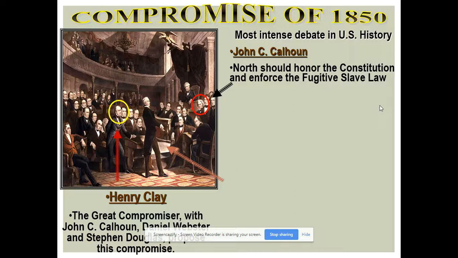And at this point, a lot of my students in my high school class over the years have always asked, Mr. Gore, when is Henry Clay going to die? Well, he dies in 1852, so he is done.